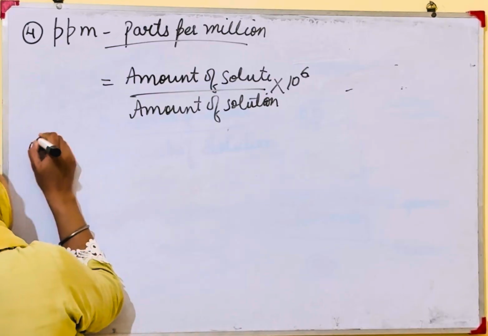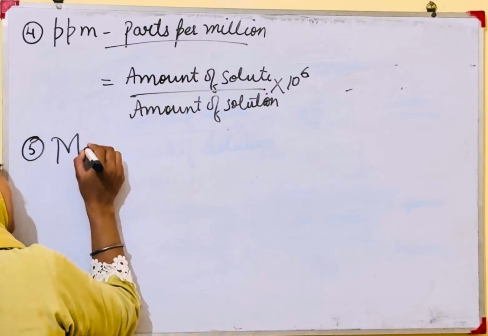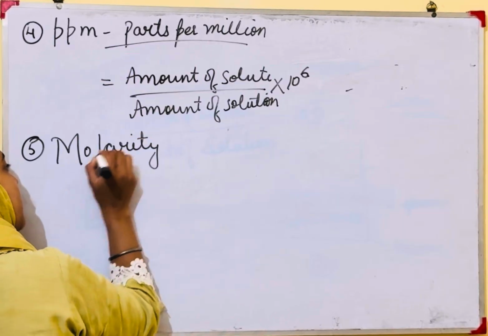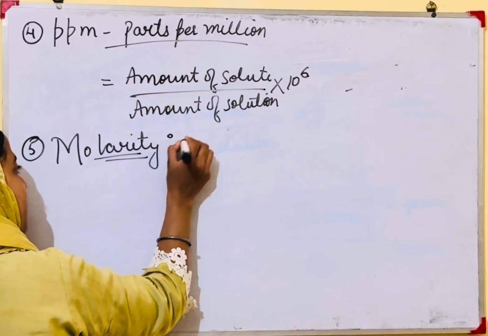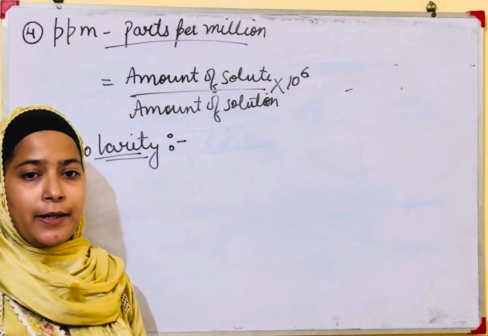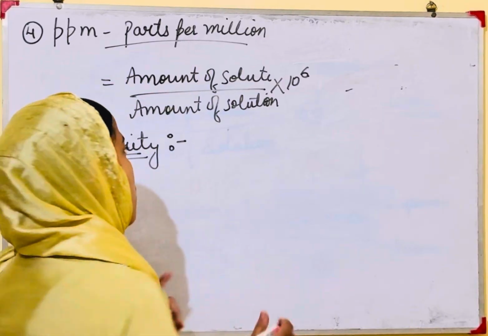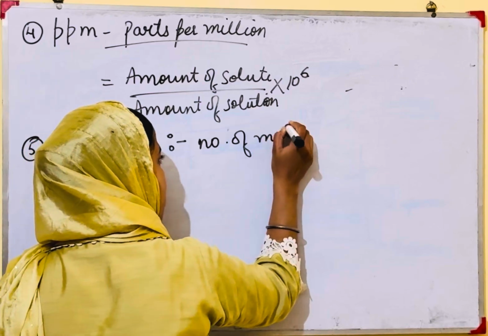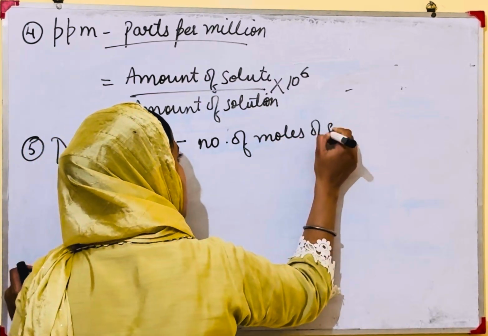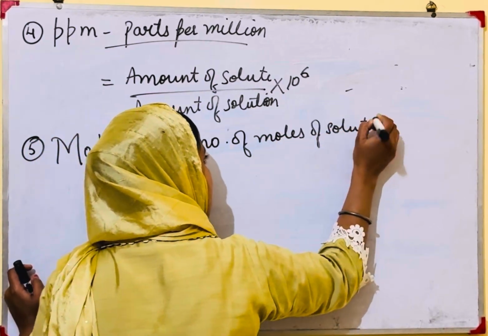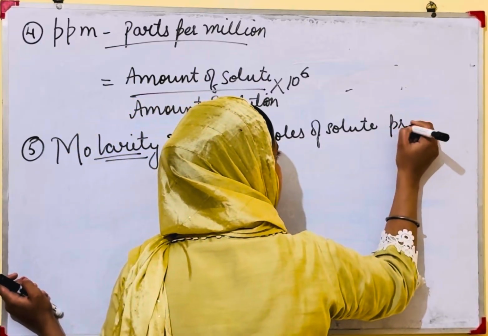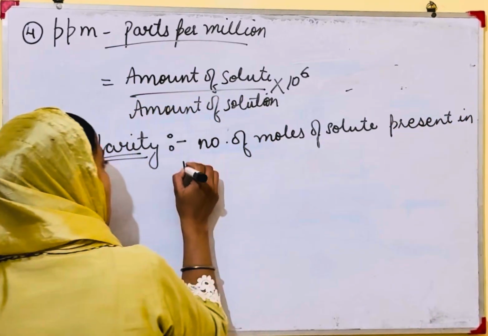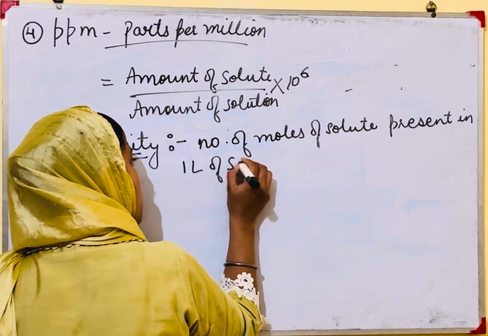Next is molarity. These terms are somewhat important. Molarity. Now what is molarity? It is the number of moles of solute present in 1 liter of solution.